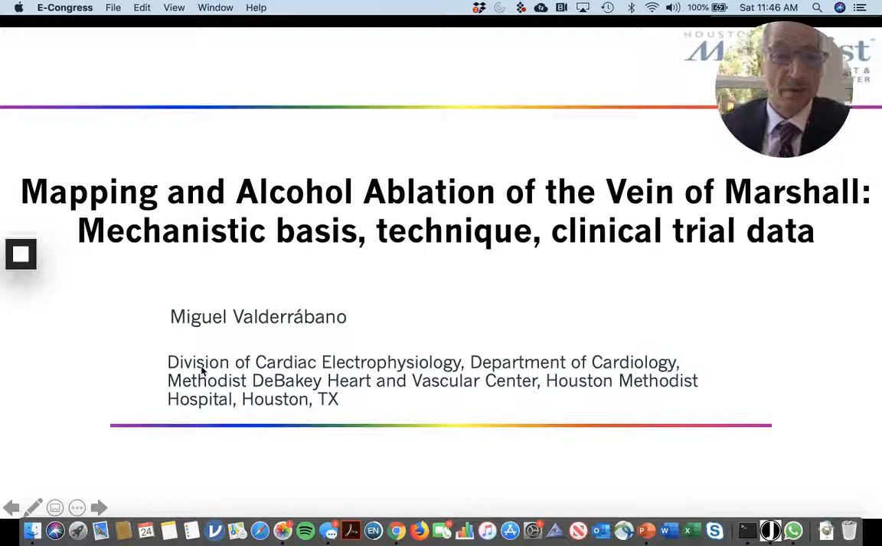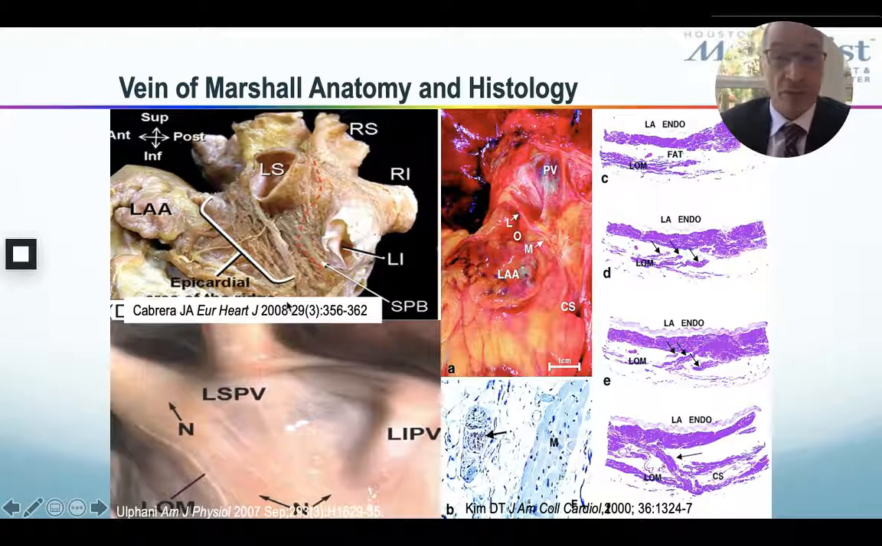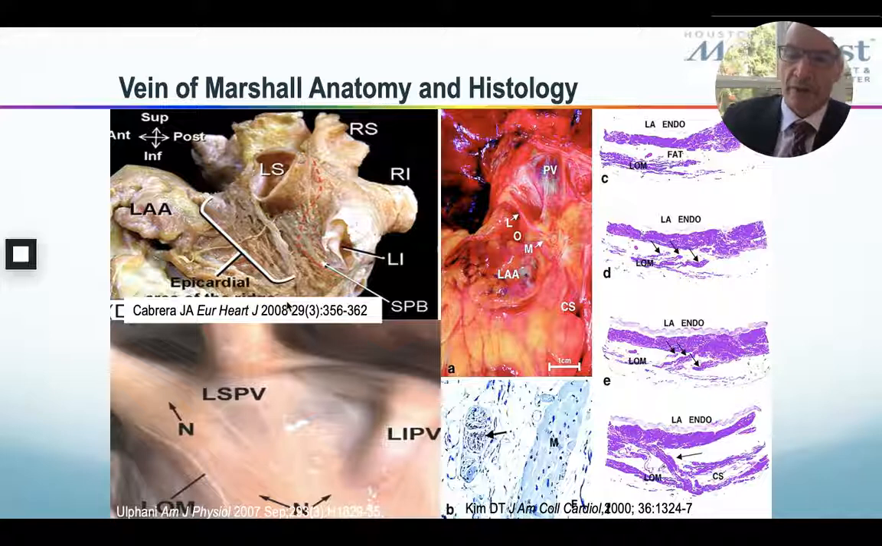We're going to be discussing mapping and alcohol ablation of the vein of Marshall: mechanistic basis, technique, and clinical trial data. The vein of Marshall is an atrial vein of the coronary sinus that lies in the epicardial aspect of the left atrial ridge, and it contains abundant parasympathetic and sympathetic innervation that has been linked to a pro-arrhythmogenic state of the underlying atrial myocardium by shortening action potential duration and other modulations exerted by the intrinsic autonomic system.